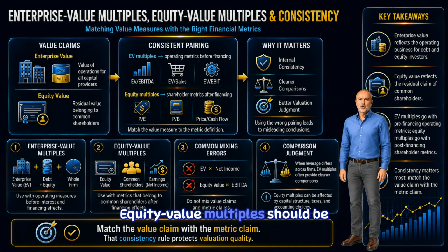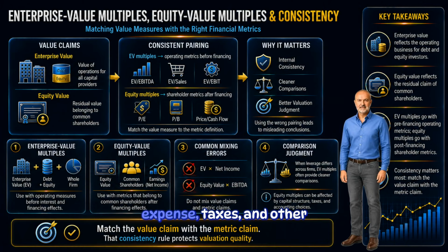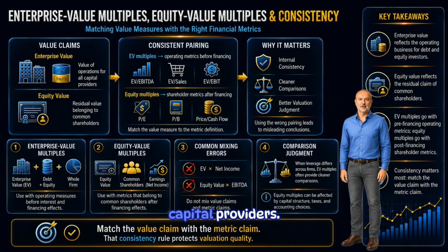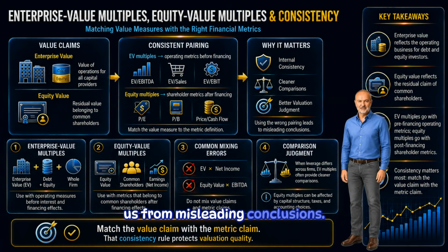Equity value multiples should be paired with metrics after financing effects. These metrics belong to common shareholders after interest expense, taxes, and other claims have been considered. A common mistake is mixing the two worlds. Enterprise value should not be matched with net income, because net income is after interest expense and belongs to equity holders. Equity value should not be matched with EBITDA, because EBITDA is before payments to debt holders and belongs to all capital providers. This consistency rule protects us from misleading conclusions.